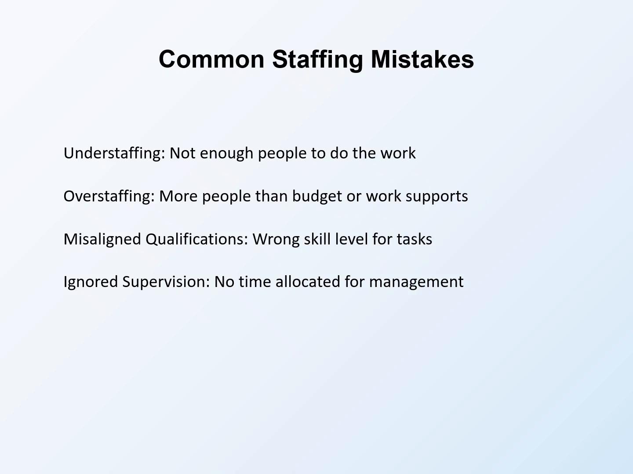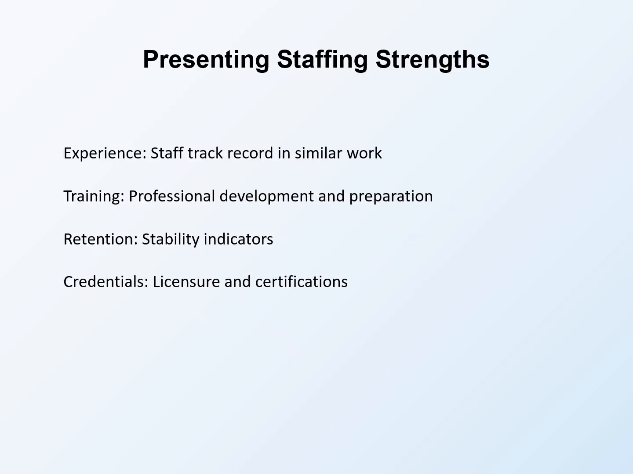Neglecting to address supervision and accountability structures leaves reviewers wondering how staff will be managed. Describe reporting relationships and oversight mechanisms. Finally, failing to explain how part-time or shared staff will prioritize this project among competing demands raises feasibility concerns. Address this directly.